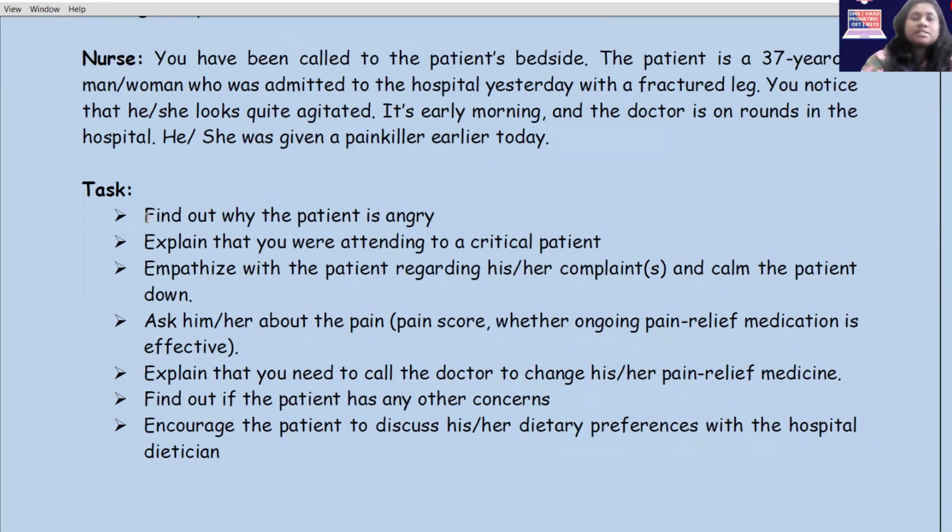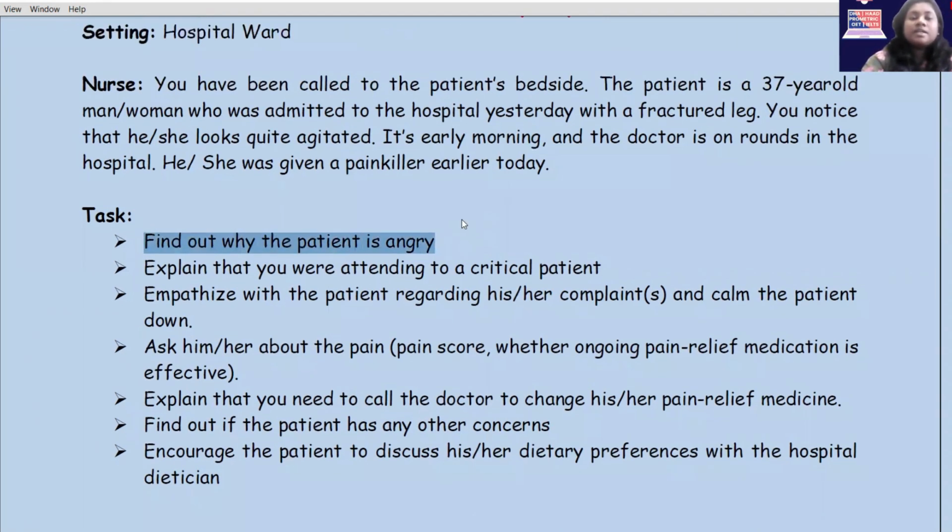You can see the first task is given, find out why the patient is angry. So that is the first task. You have to find out why the patient is so agitated. To find that out, you can ask open-ended, indirect questions to find out the cause that has triggered this reaction of the patient. You can ask like this, you seem angry, would you mind telling me what is bothering you? Or you can ask, I can see that you seem angry, would you please tell me what's troubling you?